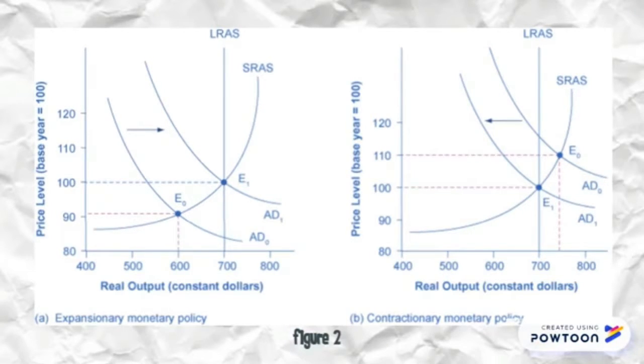Figure 2b shows the economy originally producing above the potential GDP level of output at the equilibrium E0, and it's experiencing pressures for an inflationary rise in the price level. Contractionary monetary policy will shift aggregate demand to the left from AD0 to AD1, thus leading to a new equilibrium E1 at the potential GDP level of output.